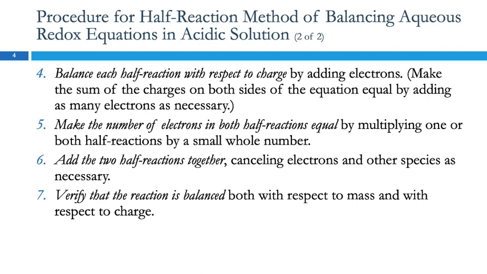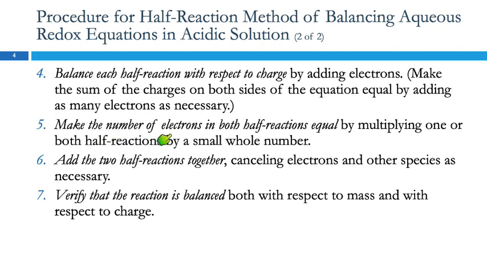So then we're going to balance with respect to charge. We're going to put the electrons in there, and we'll see that one of those is gaining electrons and one is losing electrons because there's an oxidation and a reduction. And we want to make the sum of the charges on each side of the equation equal. They're not necessarily going to be 0. It could be an overall plus charge on one side and an overall plus charge on the other side. They just have to be equal.